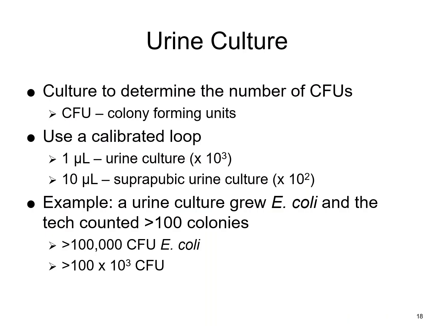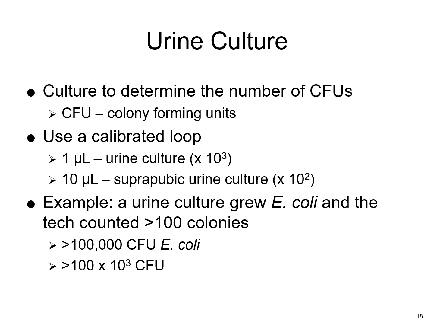Urine cultures are cultured in a way that allows you to determine the number of colony forming units per culture. You do this by using a calibrated loop. For most urines, you would use the 1 microliter calibrated loop, and you would dip that into the urine, and then the urine that is left inside that circle would be what is actually used to do the culture.